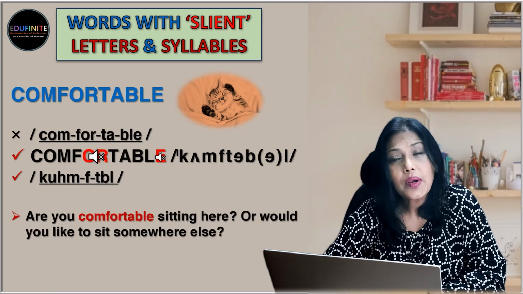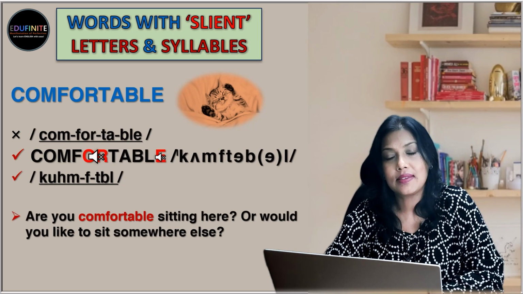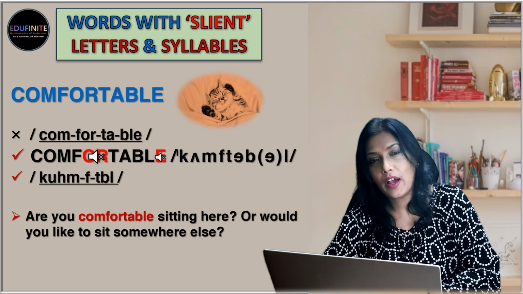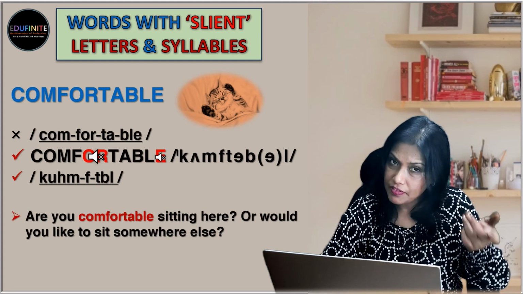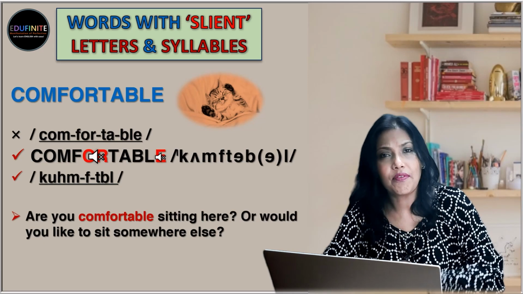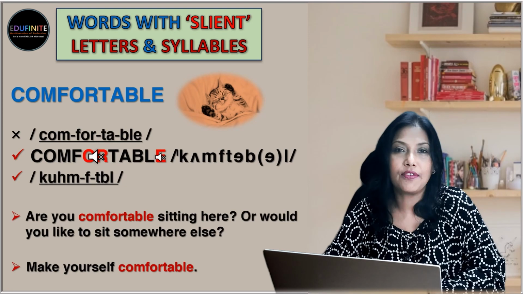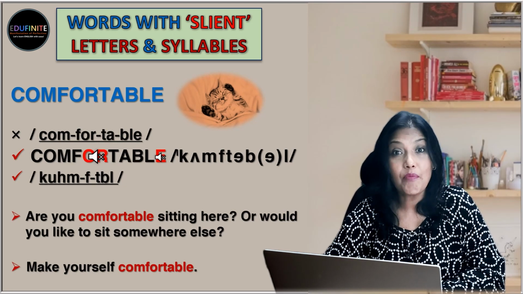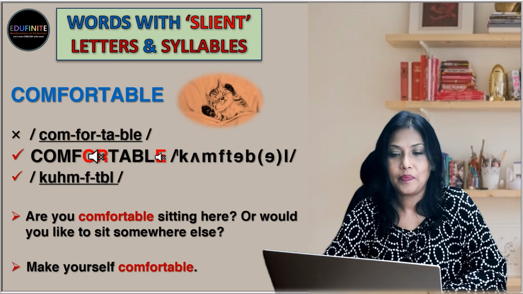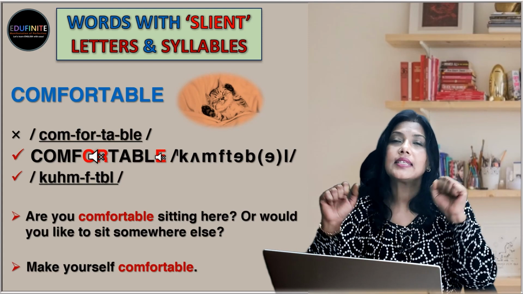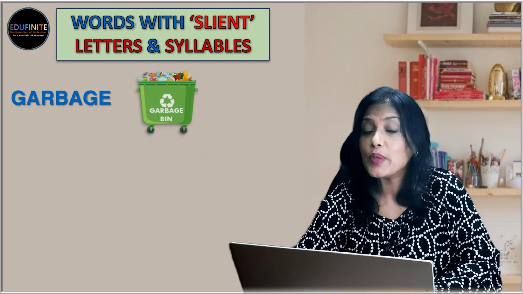Next, are you comfortable sitting there? Or would you like to sit somewhere else? I'm asking my friend. She's come to my house. I want her to be comfortable. Now I'm asking her, are you comfortable sitting there? Or you can sit somewhere else. Well, the next one is make yourself comfortable. See, the cat is sleeping comfortably. Next, this is the last word.